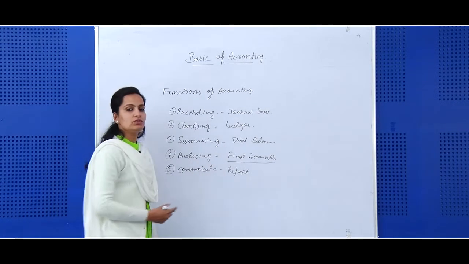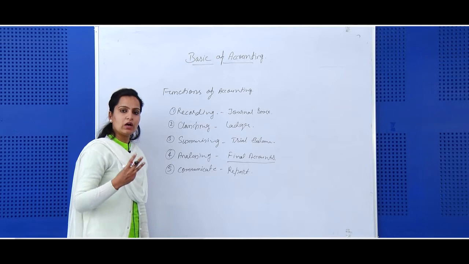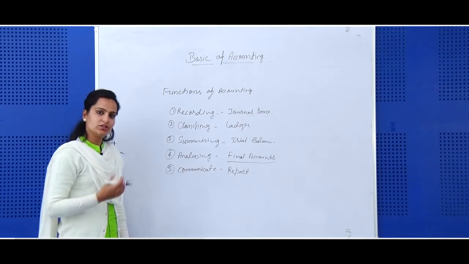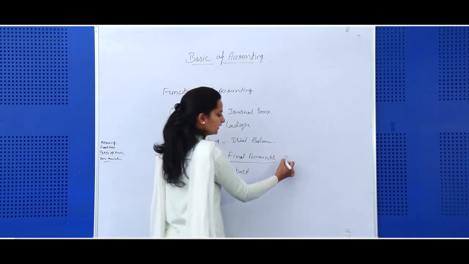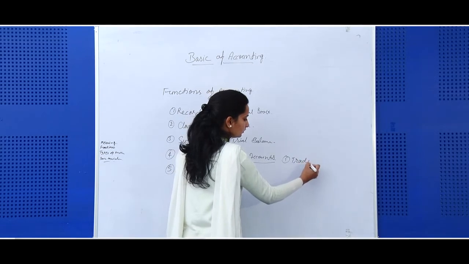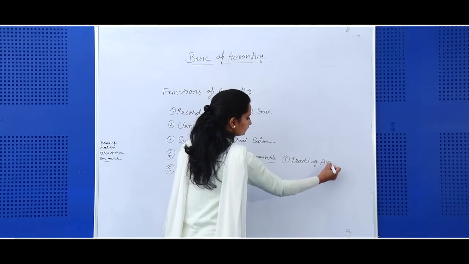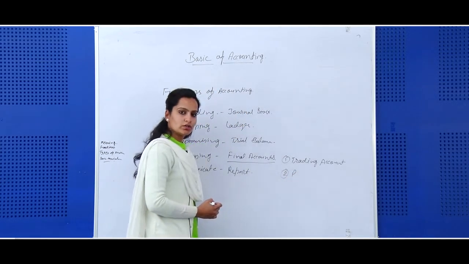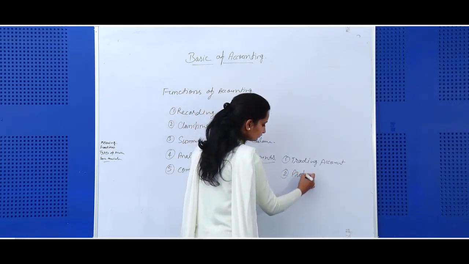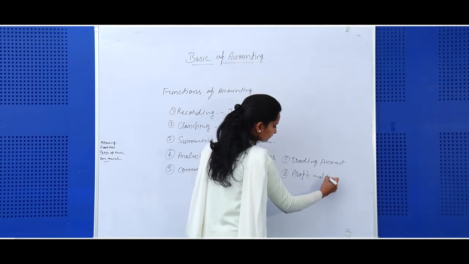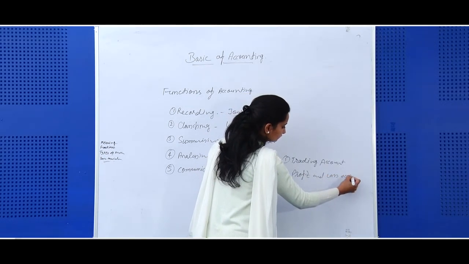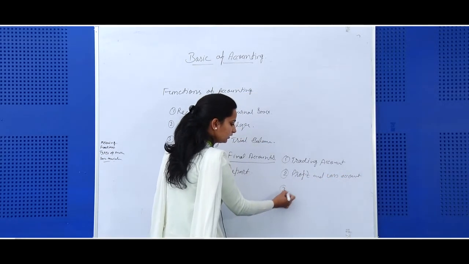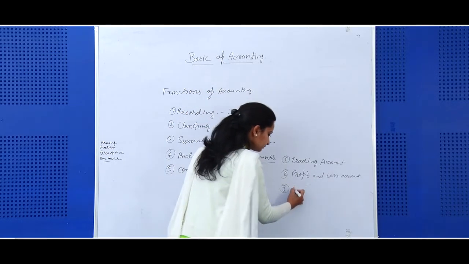In final accounts there are two types of account and one statement, that is the balance sheet. The number one account is the trading account. Number two, profit and loss account. Number three, balance sheet.